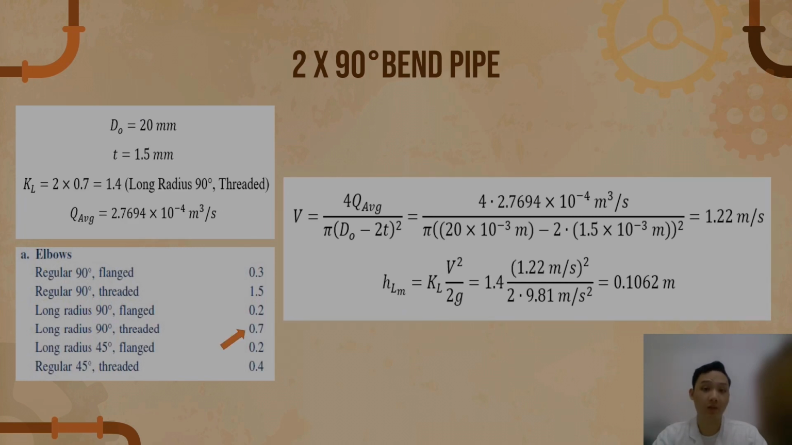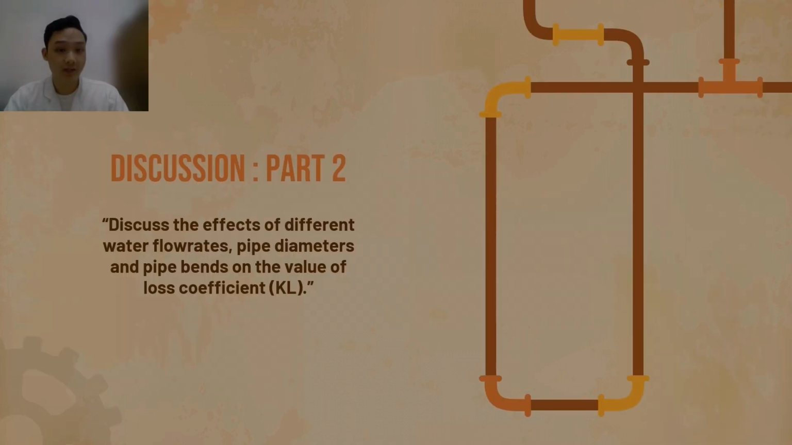So for the last part of the fittings, we have the 2 times 90-degree bend pipe. Here we'll be using a long radius 90 degrees threaded with a KL value of 0.7 and multiply it by 2, which equals 1.4. By doing the same calculation as before, we'll have a minor head loss value of 0.1062 meters.